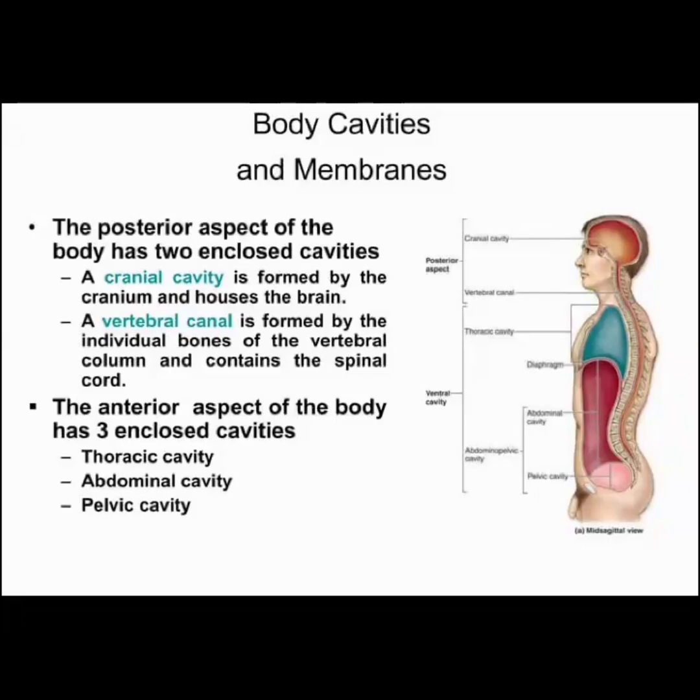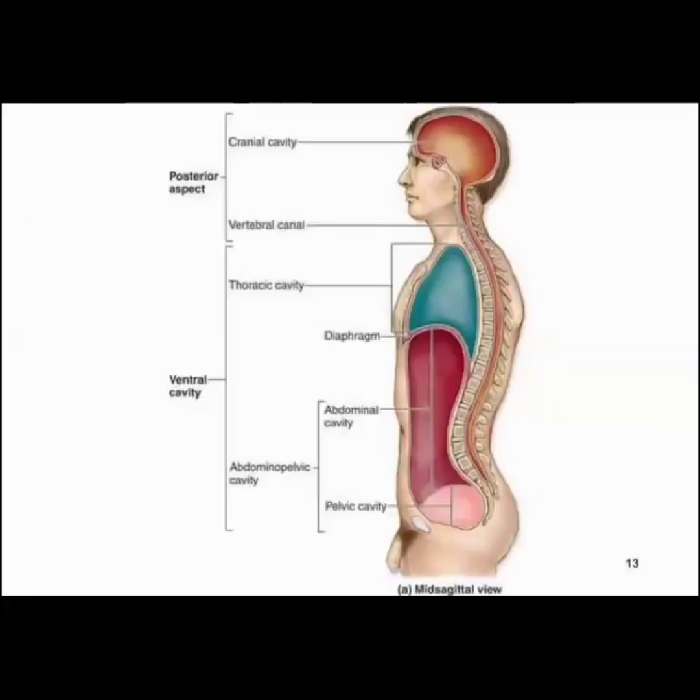The next, the anterior aspect of the body has three enclosed cavities. In picture, you can see the anterior aspect of the body, which contain the three cavities. First, the thoracic cavity. Second, the abdominal cavity. And third, the pelvic cavity. So here you can see the clear picture of these posterior aspects and the anterior aspects of the body.